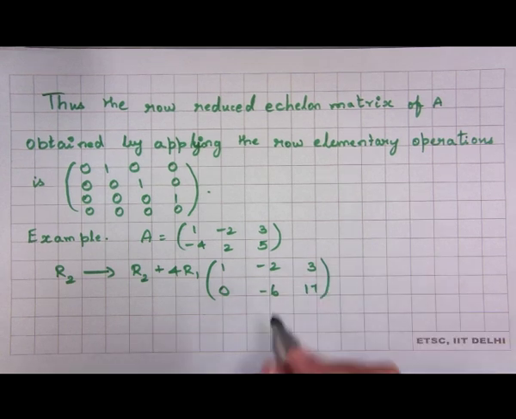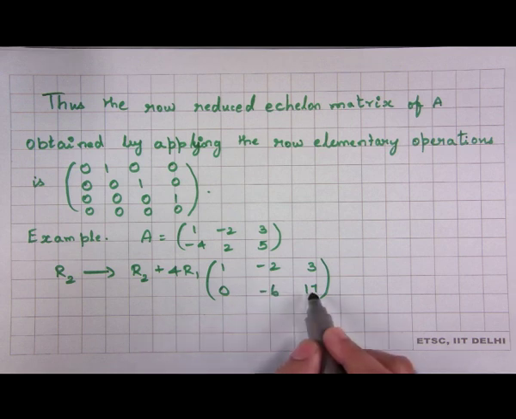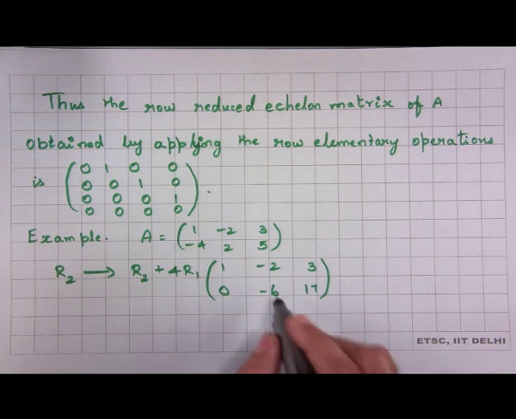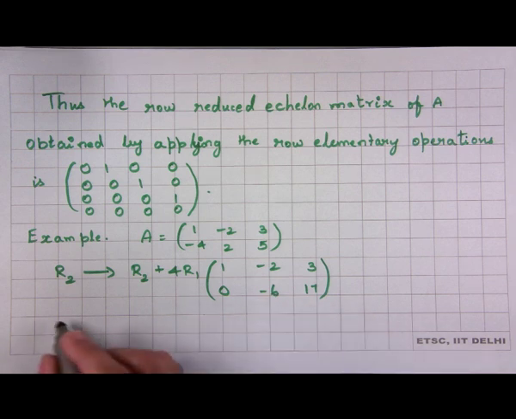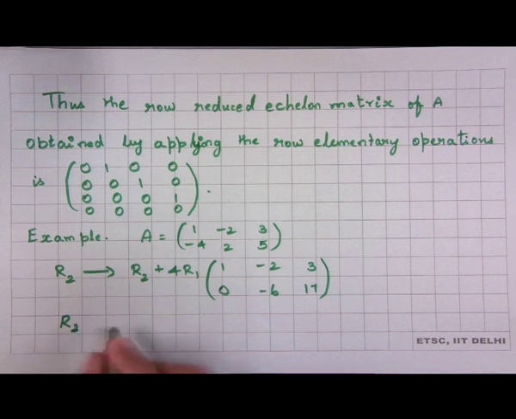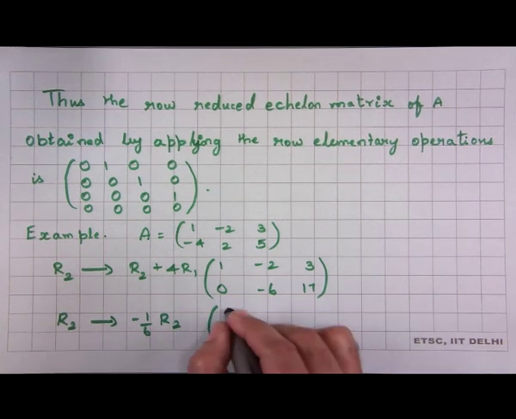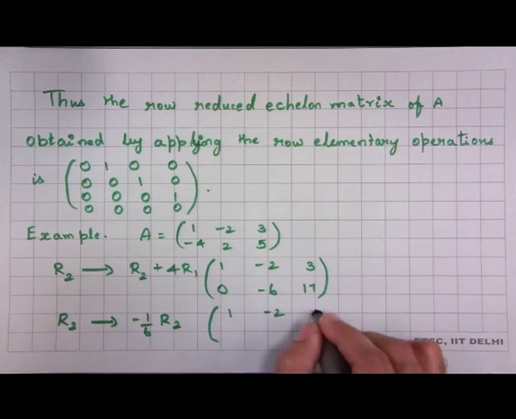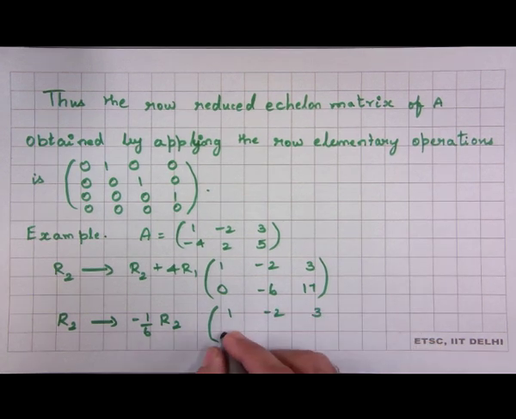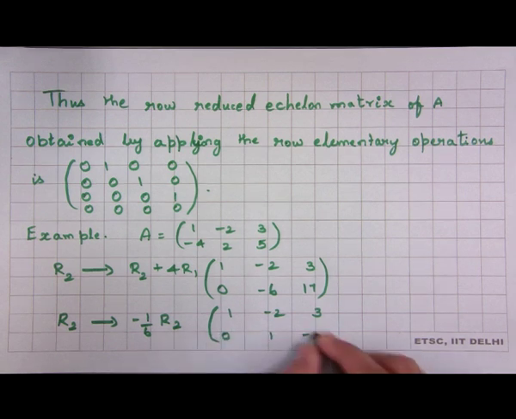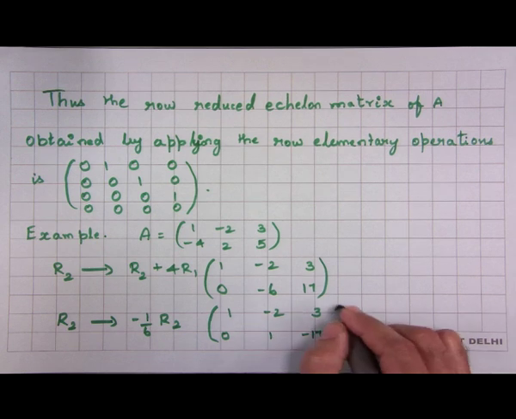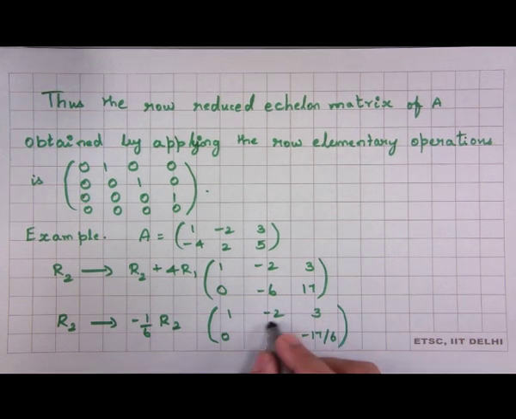Now, let us look at the next row. The first non-zero entry there is this -6, 17, which is a 1 by 2 matrix. We will have to convert this -6 into 1. R2 is replaced by -1/6 times R2. The first row remains unchanged: 1, -2, 3; and the second row is 0, 1, -17/6.